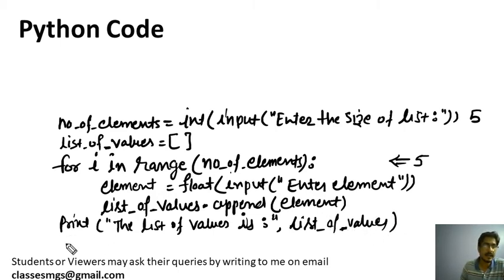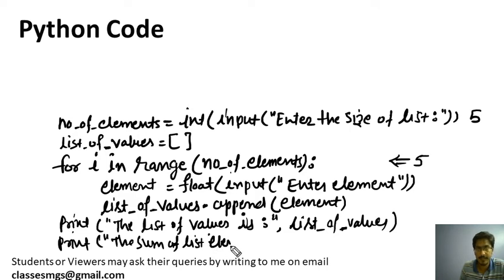Okay, now print the sum of the list elements is. You will call the recursive function from here itself. Now we will write the recursive function as we have discussed in the last slide. So I am writing in some different color.